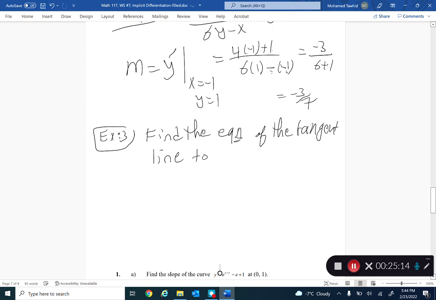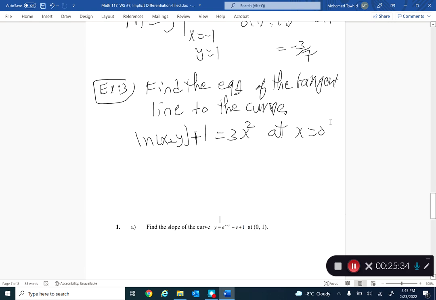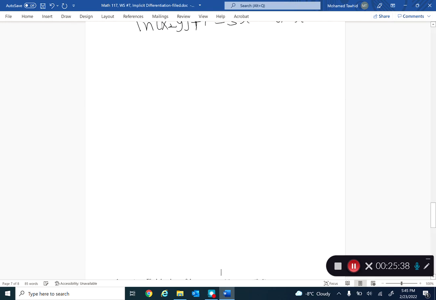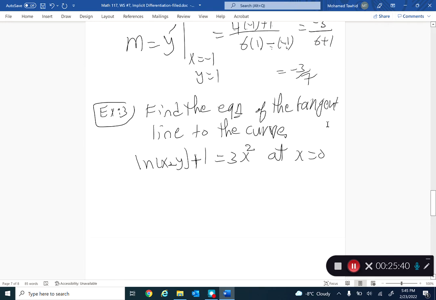to the curve. What is the curve here? The curve is ln(x - y + 1) = 3x squared, at x equals 0. At x equals 0, I need to find the equation of the tangent line. What is the equation of a tangent line here? It's just a line.